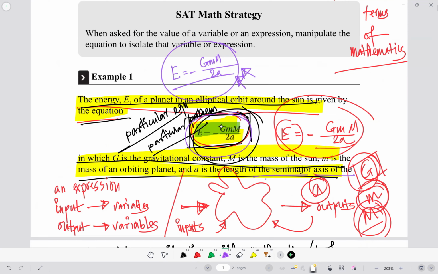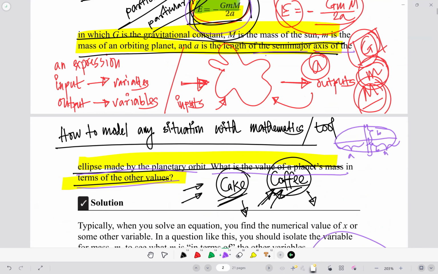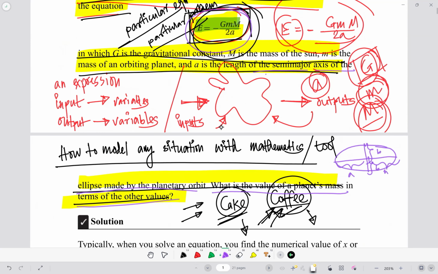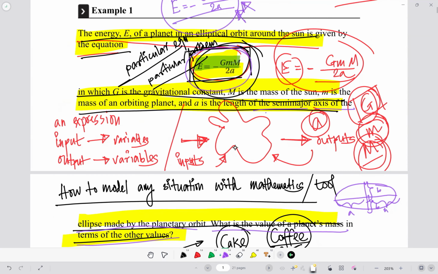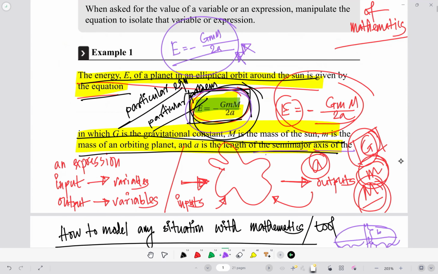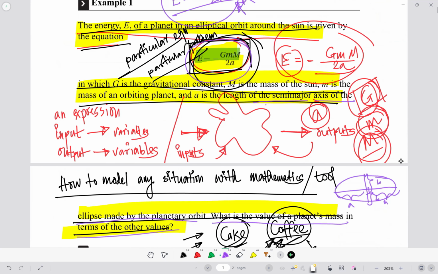And now they're asking you, what is the value of the planet mass? Wow. This is just like this. Solve the equation with the values given or assumed. This is it, as simple as that. You just need to find the value of the planet's mass, which is m, small m.